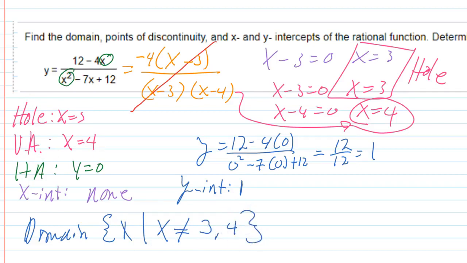Now, this question did ask one more thing. It asked us to determine whether the discontinuities are removable or non-removable. And this is basically what it means. If it is a hole, and we had a hole at x equals 3, we would say that is removable because basically we took a line and we punched a hole at x equals 3. So we call that removable.